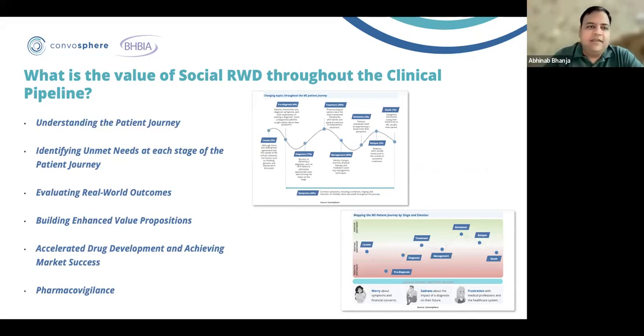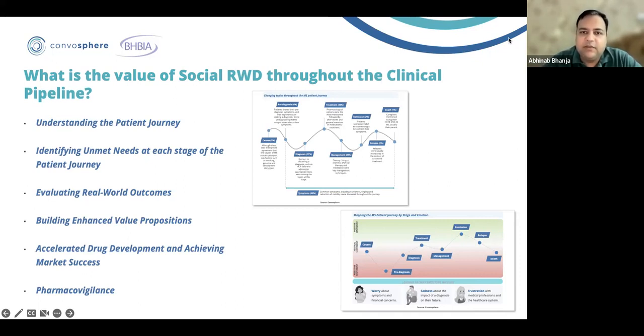Okay, so now looking into this, I think we have already briefly touched upon most of these points, but I will just reiterate the value of social RWE through the clinical pipeline. I think these are the broad areas where we see the most value that RWE from social can bring in.